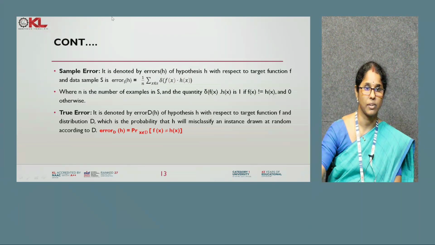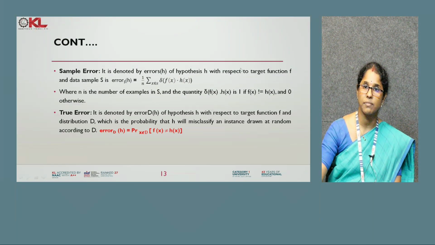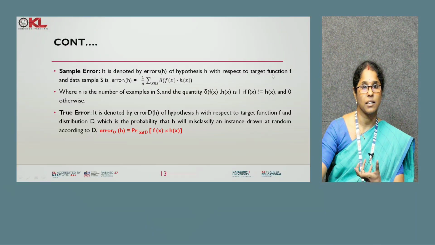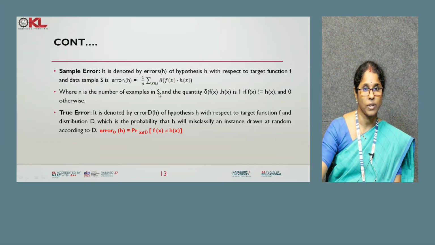So coming to your sample error. Sample error is denoted by error_S(h), the error of hypothesis h with respect to target function f and data sample S. So what is a target function? Target function is the output that you are expecting. For that, you are going to check with your data. For a particular sample of data, you have estimated 1 by n, where n is the total number of instances, or the number of examples, present within your data.